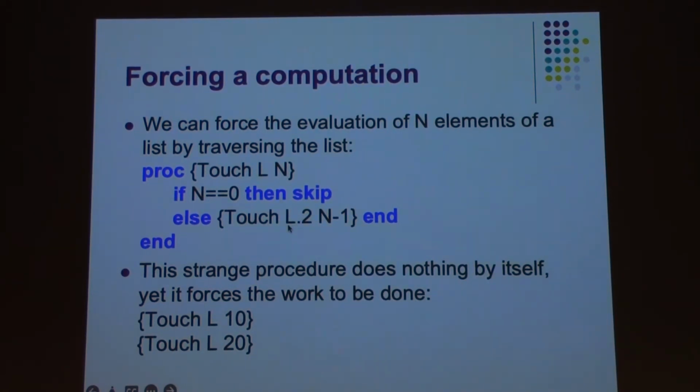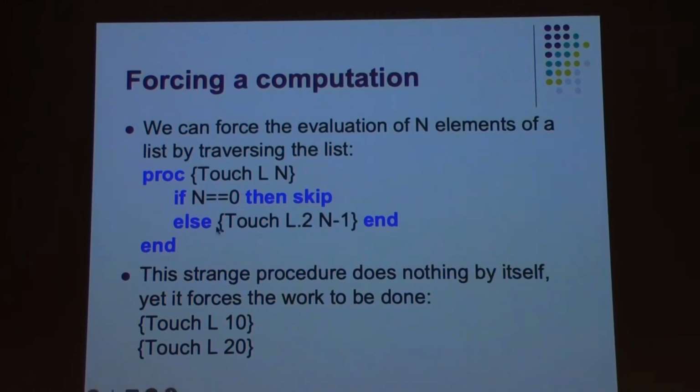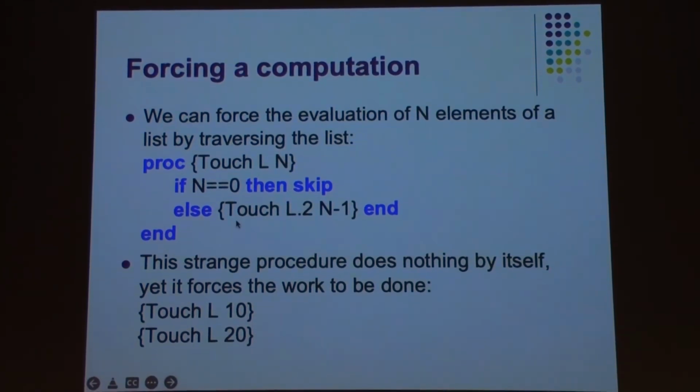L dot 2 needs at least one cons. It needs one vertical bar. So you will force the creation of one element. And then you do a recursive call with n minus 1, to do n minus 1 more elements.